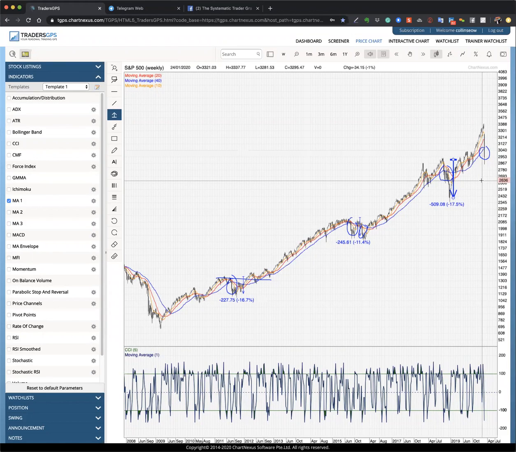So far, okay? So now the question is, is this a correction? Right now we are down about 12%, 13%. Is this a correction or is this a trend change?